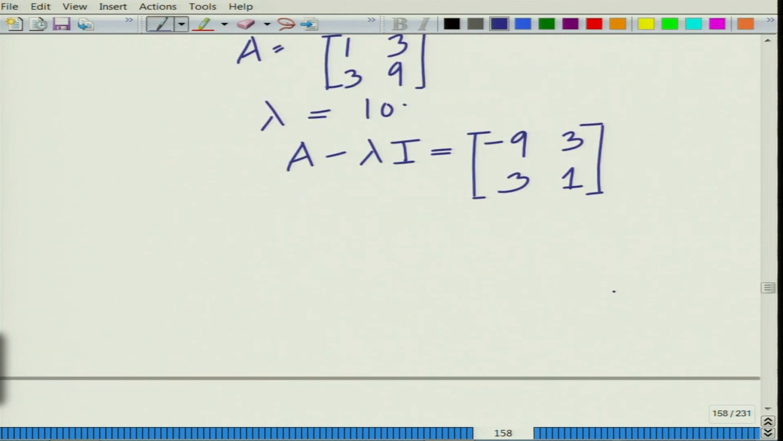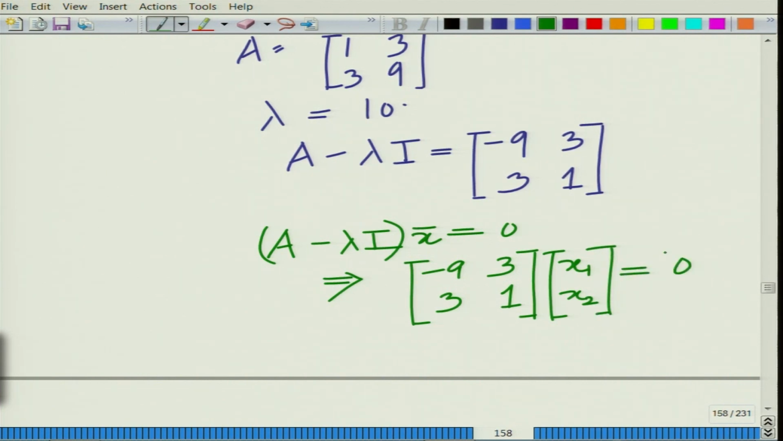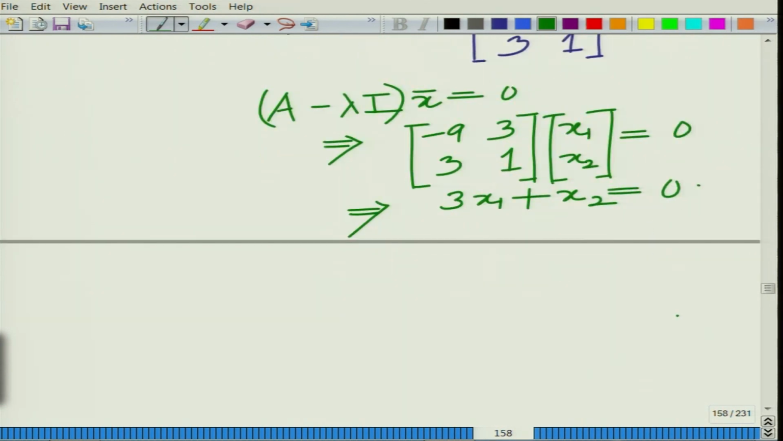So we have A minus lambda I, and we have to find the vector x bar in the null space of this. So (A minus lambda I) times x bar equal to 0. This implies [[minus 9, 3], [3, 1]] times [x1, x2] equal to 0, which implies, you can see there is redundancy in this. So we can only solve one equation. So 3x1 plus x2 equal to 0, we are solving the second equation. You can solve the first equation, you will get the same.